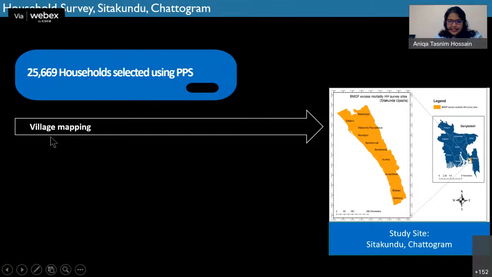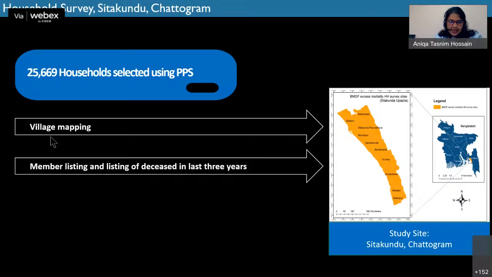Firstly, we did a village mapping of our selected clusters, and our clusters consisted of 300 to 500 households, which translated into 1,500 to 2,500 population. And then we collected data from those selected households.